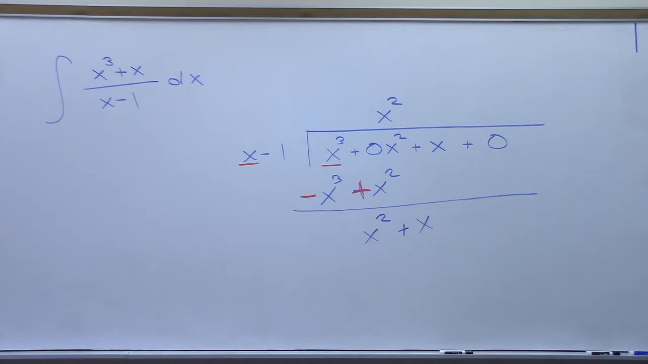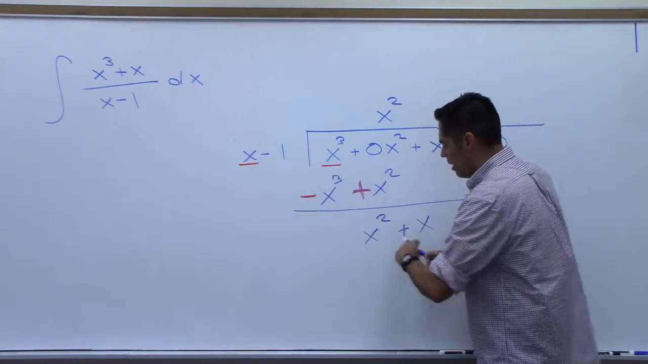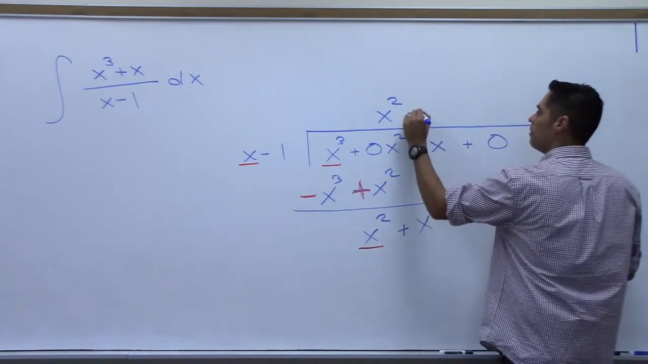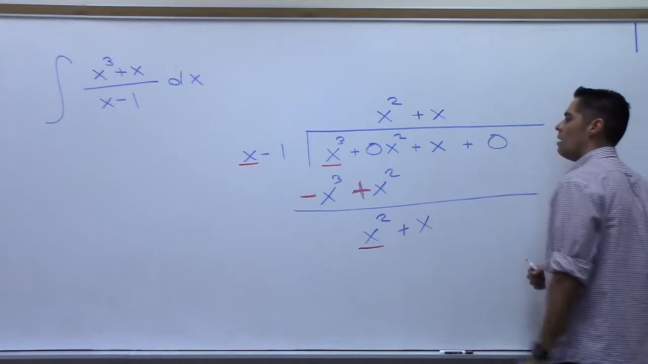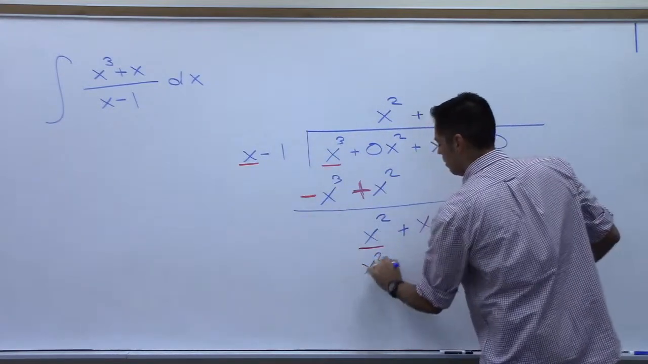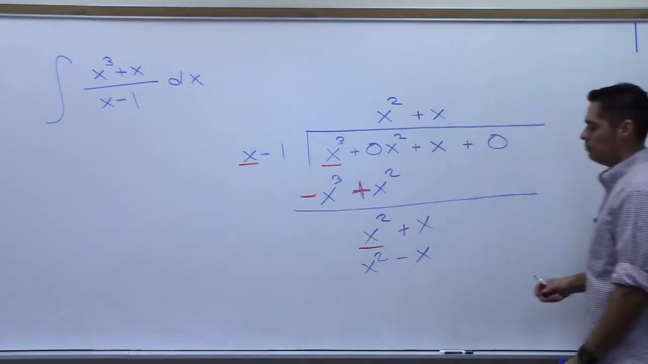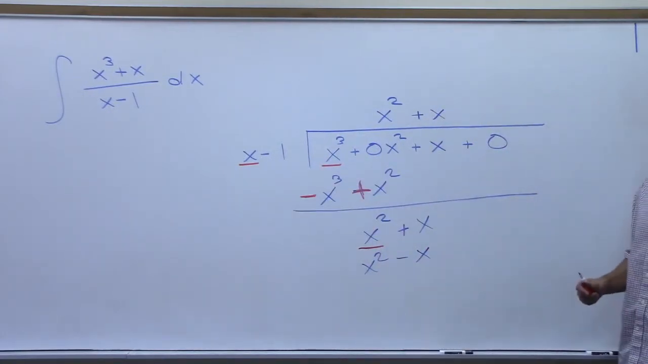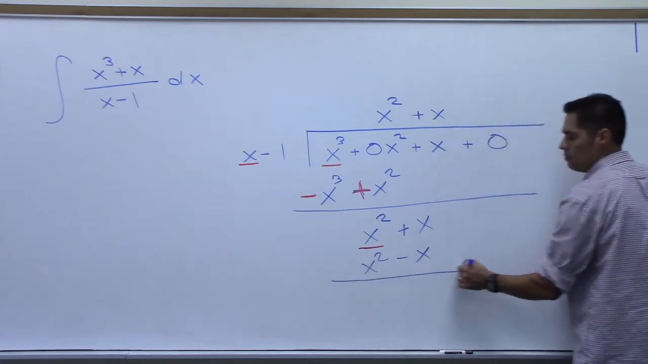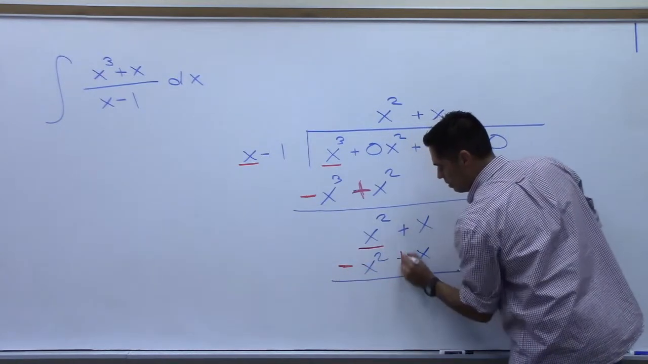And then you play the game again. You say, what do I multiply x by to turn it into x squared? x this time, right? So I put plus x. And then do the same thing. x times x, x squared. x times negative 1 is negative x, right? Yeah. And then come through, change the signs. You get 2x.